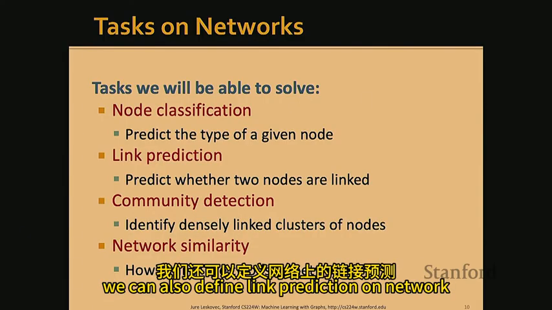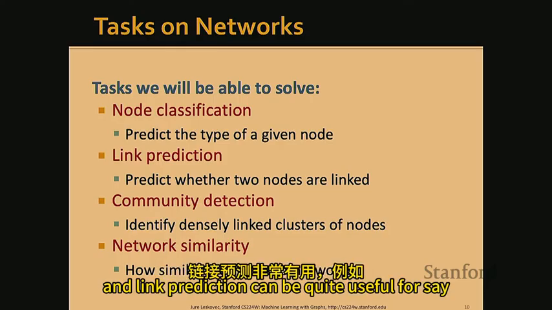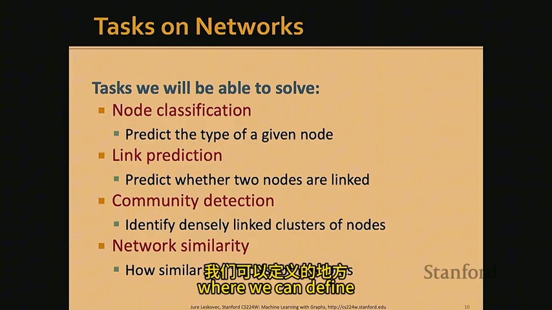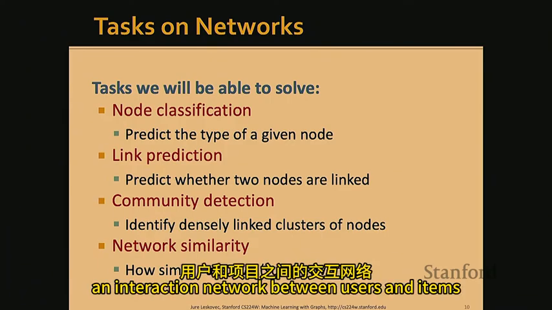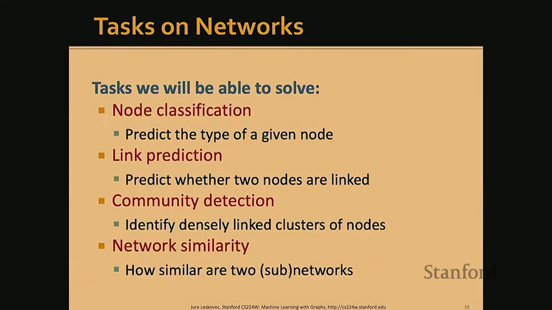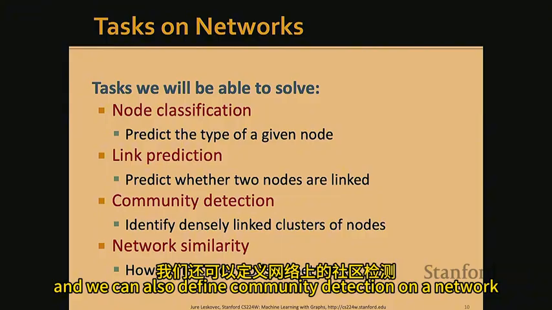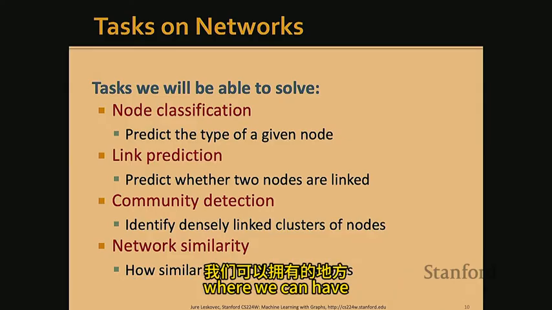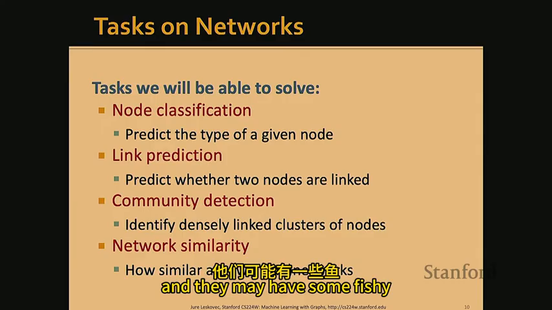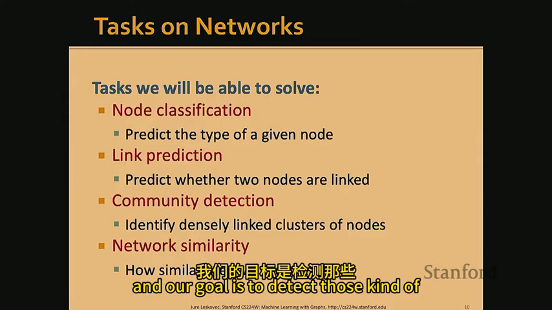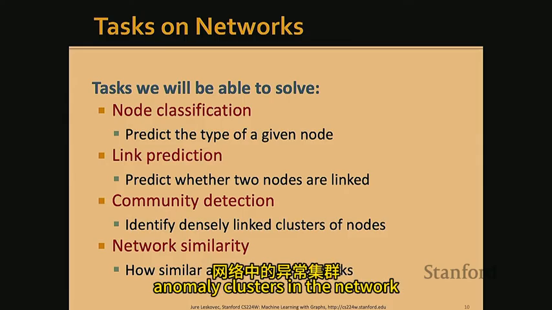We can also define link prediction on a network, and link prediction can be quite useful for, say, recommender systems, where we can define an interaction network between users and items, and we can predict whether a user will buy a certain item. And we can also define community detection on our network. This can be useful, say, for financial networks, where we can have a cluster of fraudsters, and they may have some fishy transactions between each other. And our goal is to detect those kinds of anomaly clusters in the network.